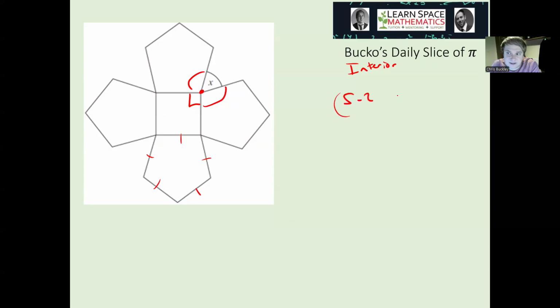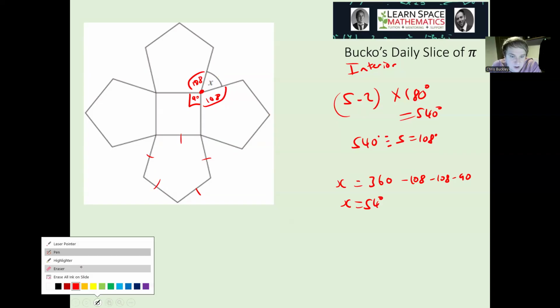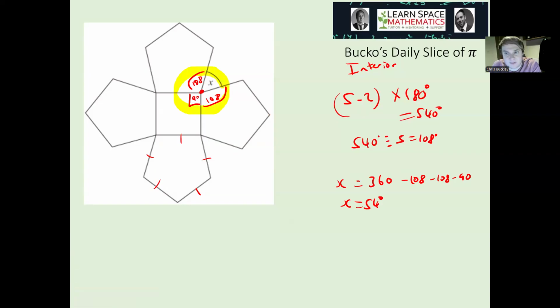So I'd do 5 sides, take 2 times 180, which is 540. Divide it by 5 is 108. Okay, so I know that's 108, and I know that's 108. I also know that's 90 because that's a right angle. So I can work out X because it'll be 360, take away 108 twice, take away 90. Yeah, 216, 306. So you end up with 54. All right, nice and simple, around a point. Hopefully you can see that kind of problem.